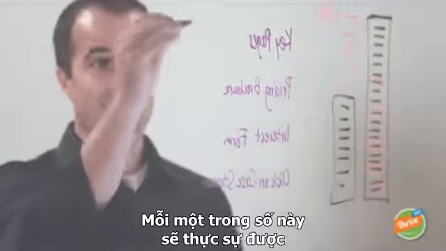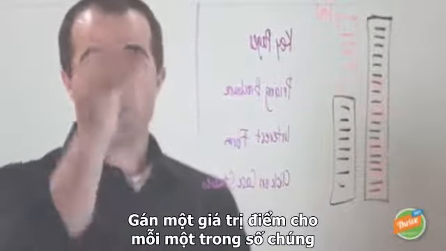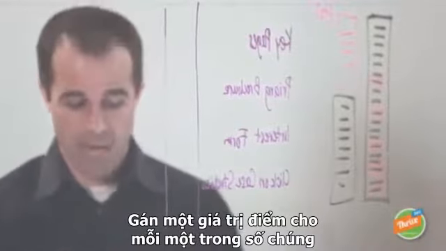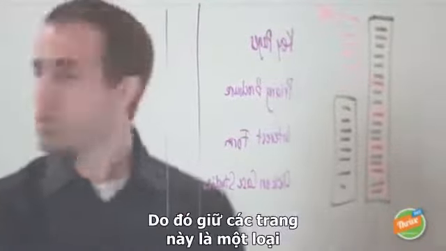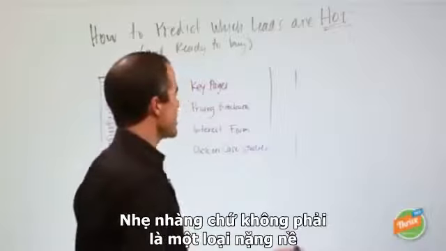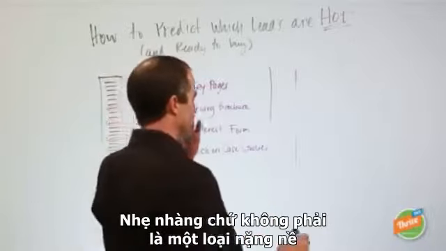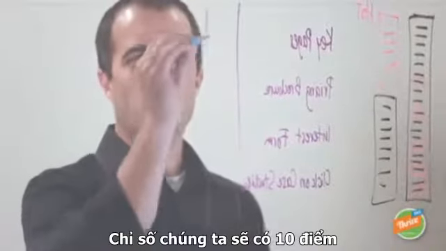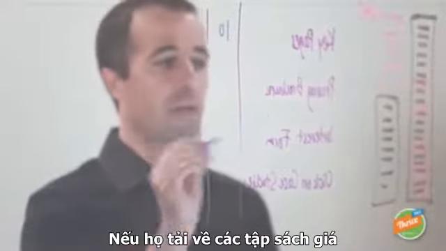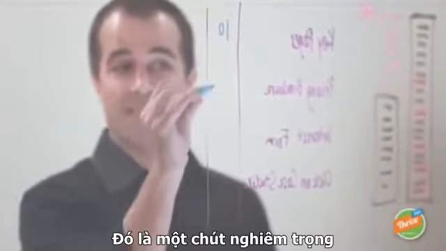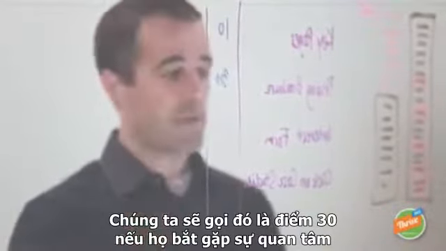So what we're going to do next is for each one of these, we're going to actually assign a point value to each one of them. So key pages, this is a kind of lightweight, not a hardcore indicator. We're going to give that 10 points. If they download the pricing brochure, that's a little bit more serious. We'll call that 30.